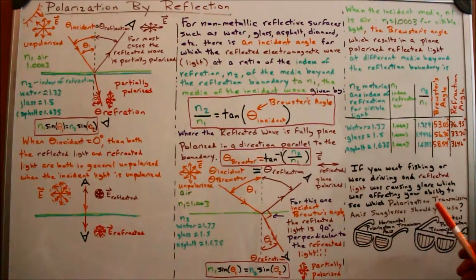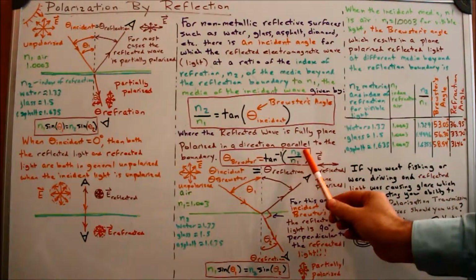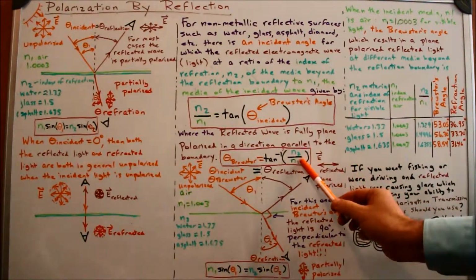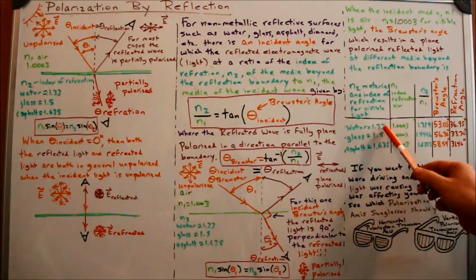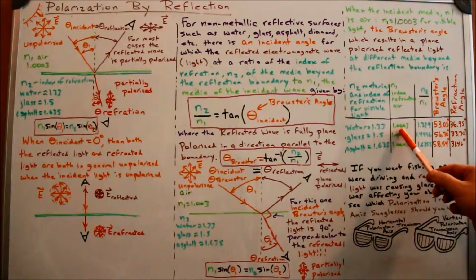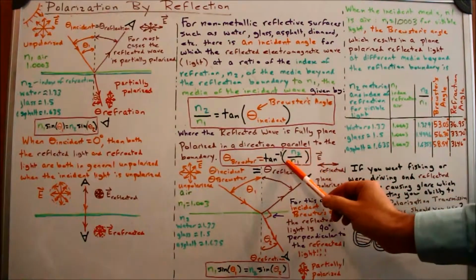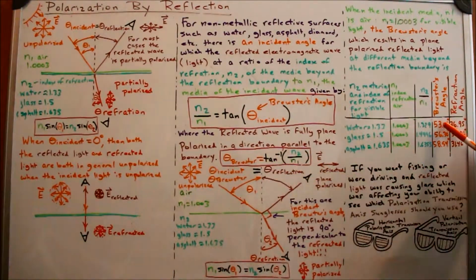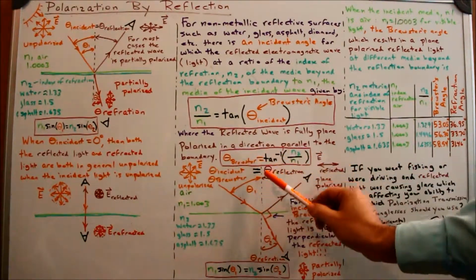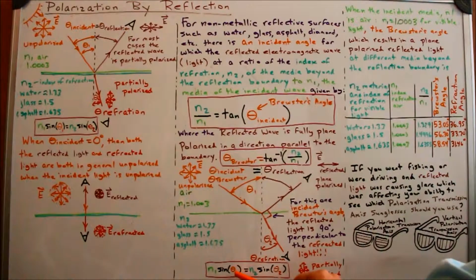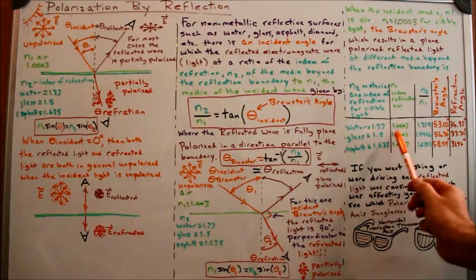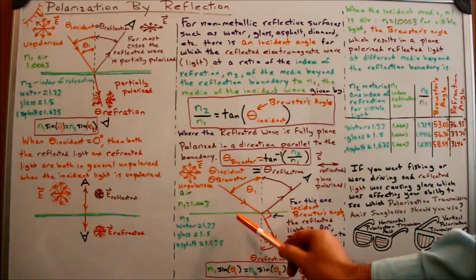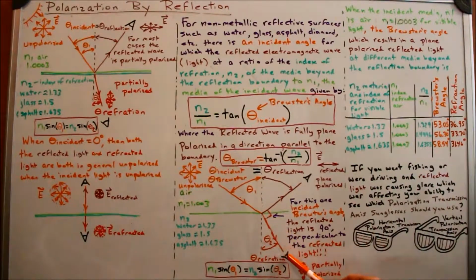Here are my solutions. You take the index of refraction of what it reflects off of over the index of refraction of what it starts in. So start from water, 1.33 over 1.003, find that n, take the inverse tangent of it, and I get a Brewster angle. That would be my theta 1. Now using Snell's law, I can take the sine of that, multiply it by the index of refraction of what it starts in, divided by the index of refraction of what it reflects off of, or refracts into, then take the inverse sine of that, and I find my theta 2.